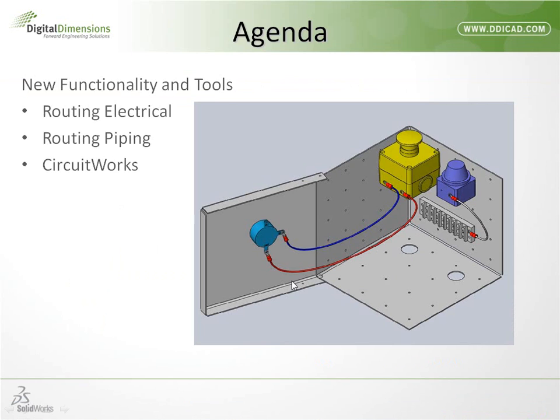So I'll first go over the agenda. I'm going to start with routing on the electrical side. And then I will go into what's new on piping. There are some things that are generic or work for both, and we'll go over that. And then we'll wrap up the webinar or webcast with CircuitWorks. So I'll go ahead and get started now.